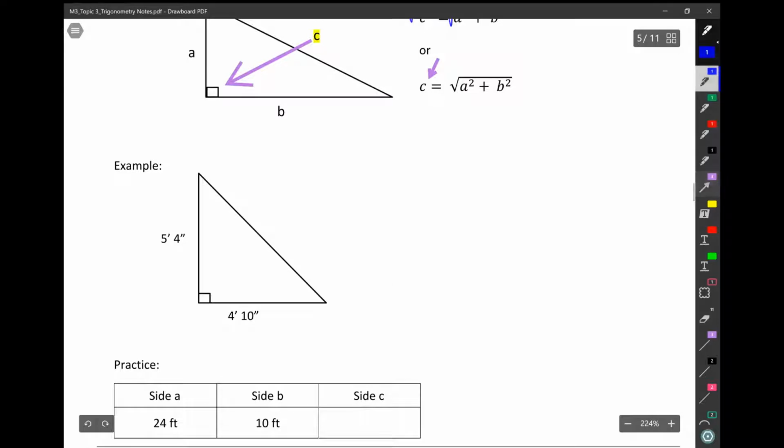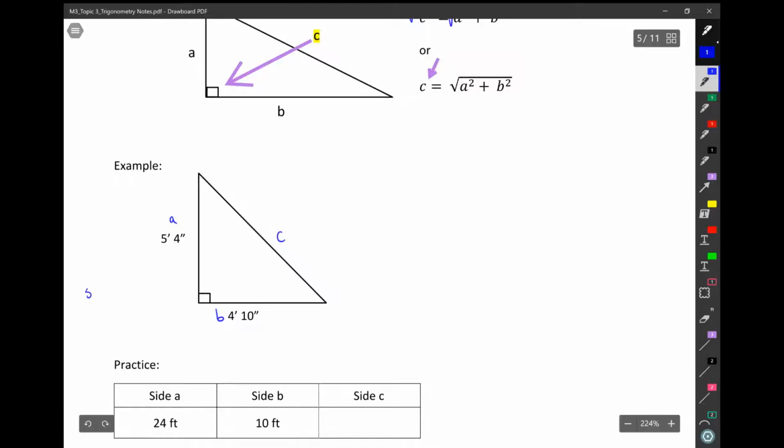First thing we're going to do is label. The hypotenuse is side C, and let's call this side A, 5 feet 4 inches, and this side B, 4 feet 10 inches. And we're going to be looking to solve for side C. We notice right away that the dimensions are in feet and inches, so it would be easiest to work all in inches. So let's go ahead and do that.